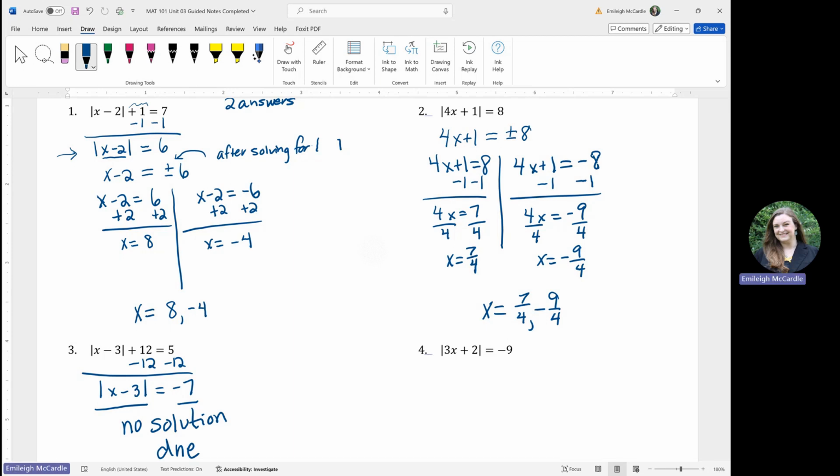Moving over to number 4, you can see we kind of end up the same way just from the get-go. So here we've got an absolute value set equal to a negative number, and that's going to go straight to DNE, or no solution.